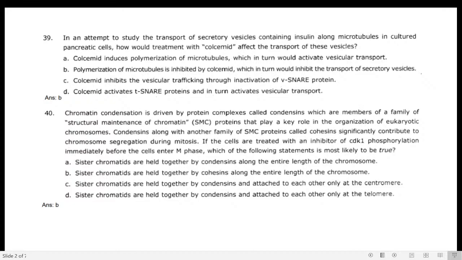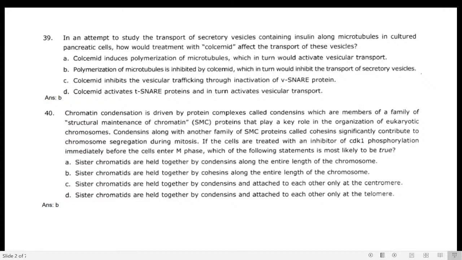Sister chromatids refer to the identical copies of the chromatid. They are normally formed by the DNA replication process, and that exact duplicate copy is held by the cohesin along the entire length of the chromosome. That does not happen with the condensin. The sister chromatid formation is held with the help of cohesin. It's a very, very important thing.